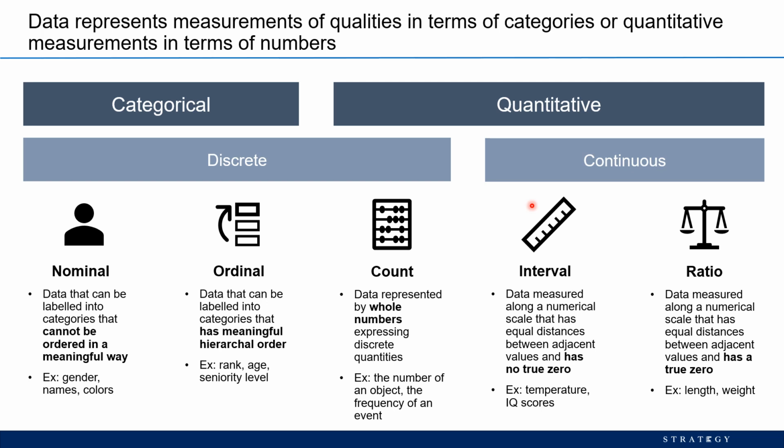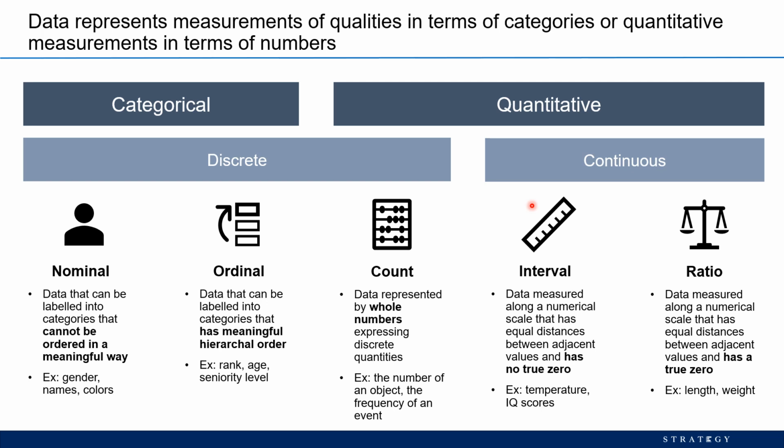Now, interval data. What makes interval data unique is there's no true zero, but everything is evenly spaced. A common example of this is temperature. For instance, if you're comparing Fahrenheit and Celsius, there is an interval quantity between different degrees of a temperature.